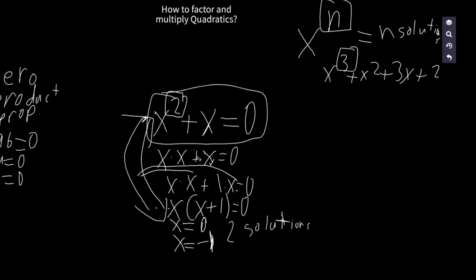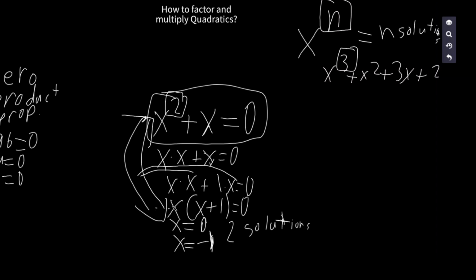And you can test out these solutions. 0 squared plus 0, that's 0. And negative 1 squared plus negative 1. Well, negative 1 squared, that's just 1. And then plus negative 1. 1 plus negative 1 is 0.